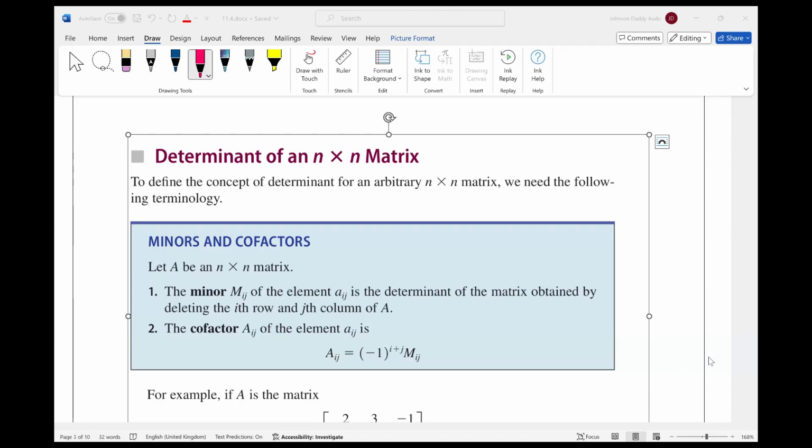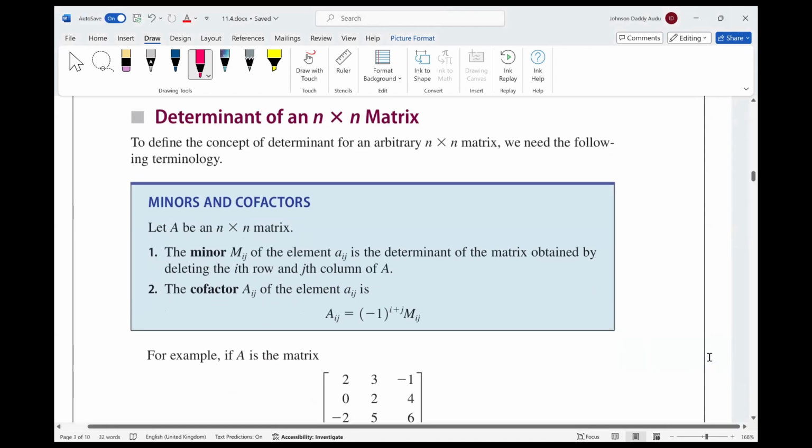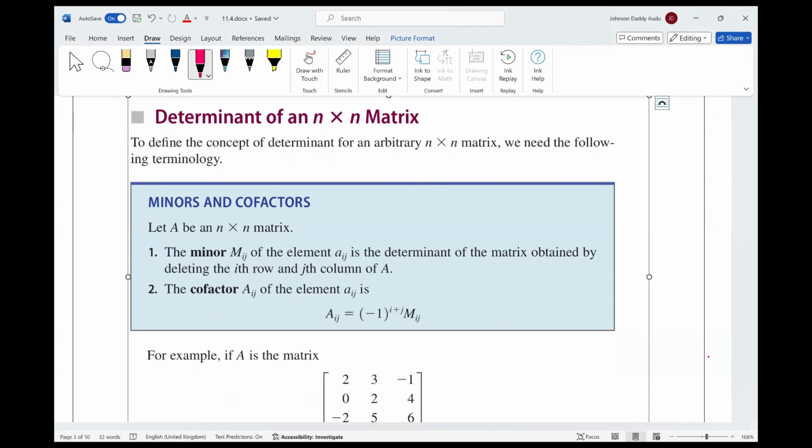All right, so now, continuing, we'll be looking at the determinant for an n by n matrix for any n. As long as n is greater than or equal to 3, we can use this method. But first we need to define what we call a minor and a cofactor. So if you have any matrix A, which is an n by n matrix, the minor, which you call Mij of the element, is simply the determinant of the matrix obtained by deleting the ith row and the jth column, right?